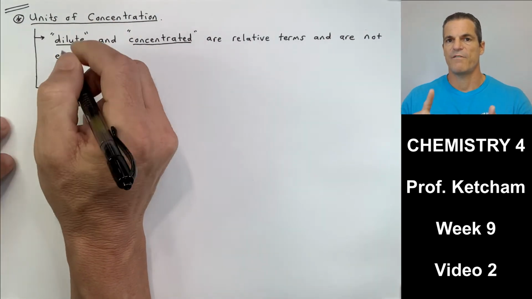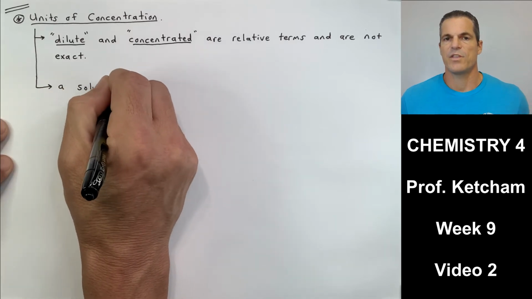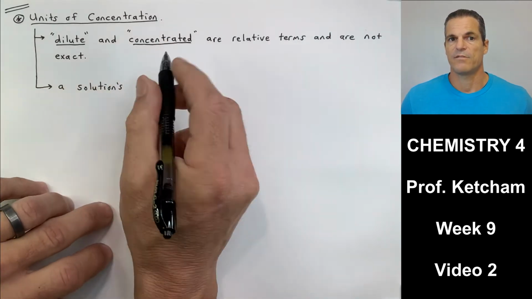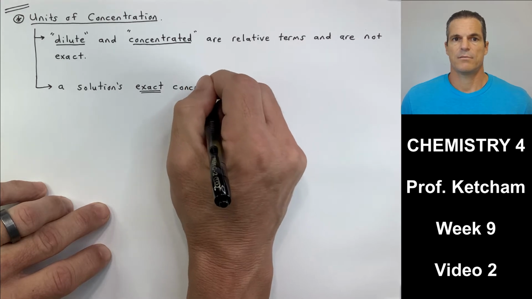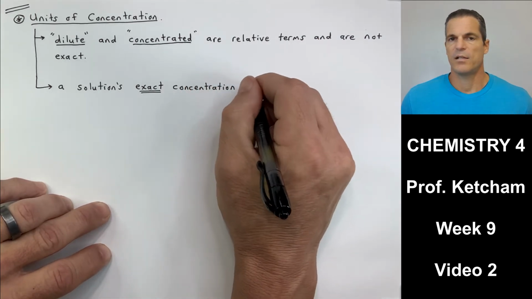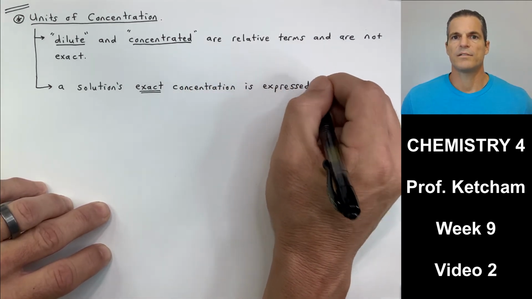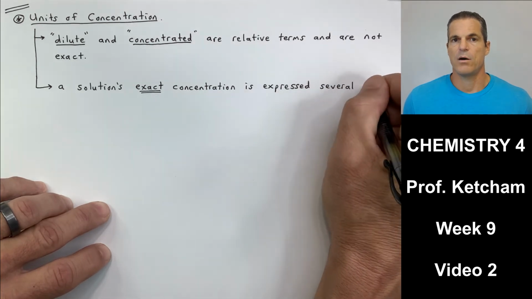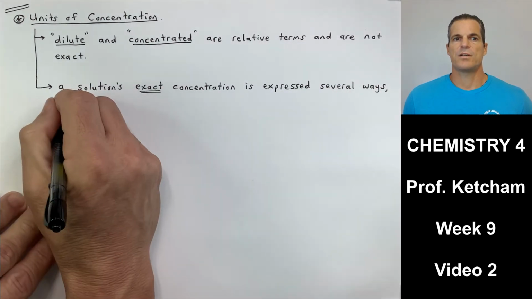Molarity and mass percent are very specific. What I'm beginning with here is very general, and that is the following. Dilute and concentrated. They don't tell us anything about numbers. They're just relative terms, and they're not exact at all. Okay? So units of concentration.